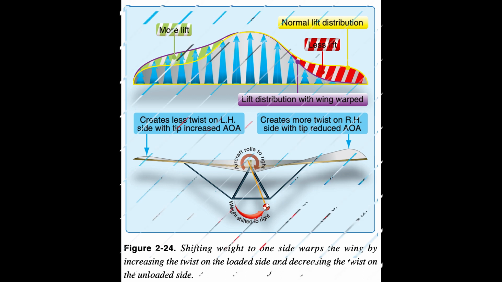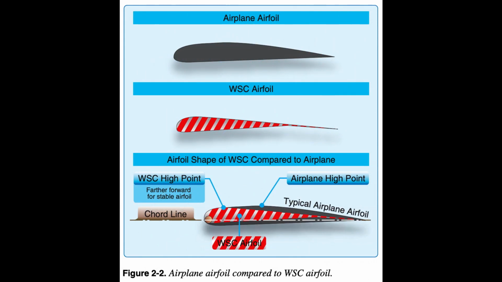WSC unique airfoil and wing design, as shown in Figure 2.2. The WSC airfoil has the high point significantly farther forward than does the typical airplane airfoil. This makes the center of lift for the airfoil farther forward and creates a neutral or positive pitching moment for the airfoil. Most WSC airfoils have this unique design to minimize negative moments or pitch down during flight. Additionally, the design of the complete wing is a unique feature that provides stability without a tail.